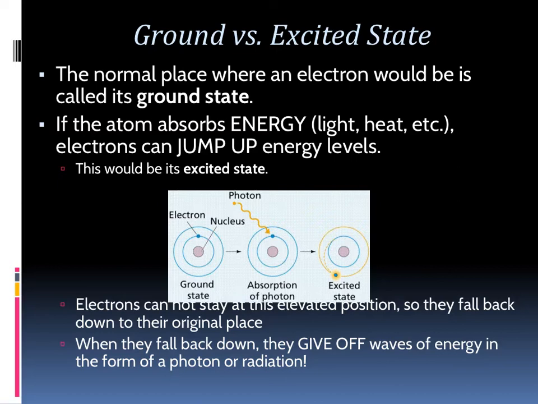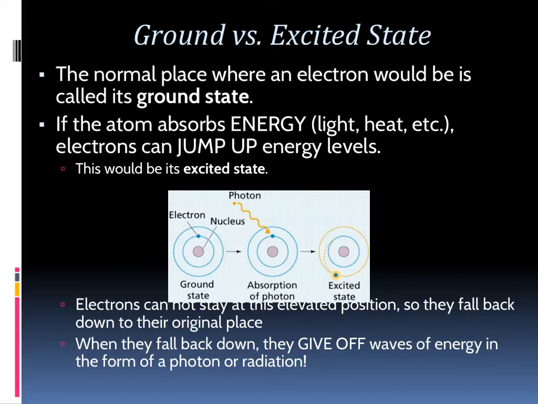But remember, we talked about how electrons can move up or down those energy levels. If an atom absorbs energy, then the electron is going to move up. Remember, higher energy levels have higher energy. So if the electron gets more energy, it has to move up an energy level. So if we throw energy at an atom, such as heat or light, then electrons can jump up to the next energy level. When it jumps up to the next energy level, it's called its excited state.